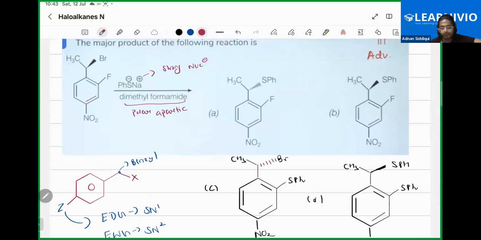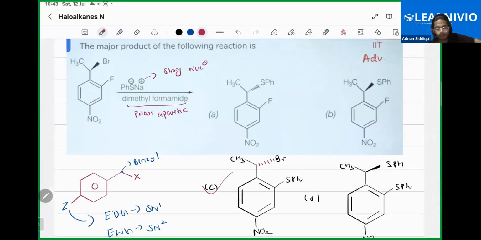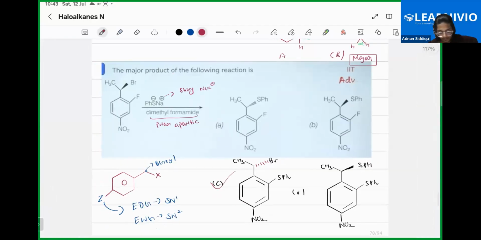Simple Walden inversion, right? Is it clear? Yes, sir.